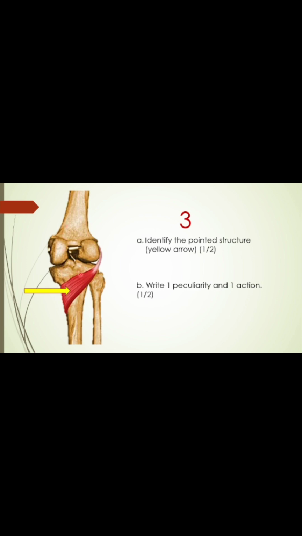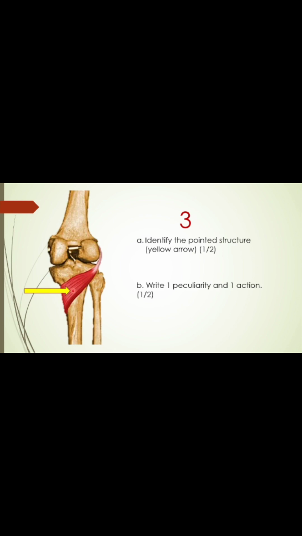The pointed structure is the popliteus muscle. So where is the origin of the popliteus muscle? It is arising from the anterior part of the popliteal groove, which is present on the lateral surface of the lateral condyle of the femur, and it is getting inserted into the posterior surface of the tibia just above the soleal line. There is a line here known as the soleal line. Just above that, on the posterior surface of the tibia, it is getting inserted.